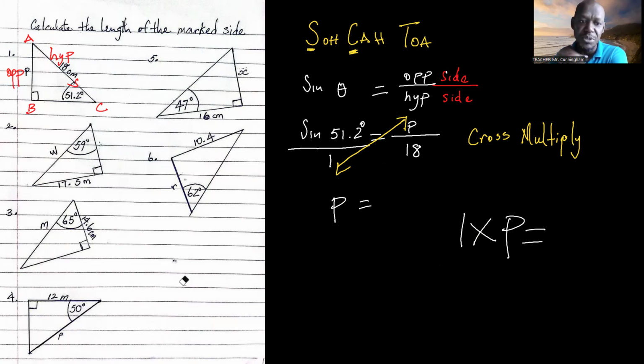But remember, cross multiplication, I am multiplying diagonally. So that's my first part. Let me just take this out, and then I'm going to cross multiply this way. So Destiny, 18 times sine 51.2. So that's what I'm going to write. 18 times sine 51.2.